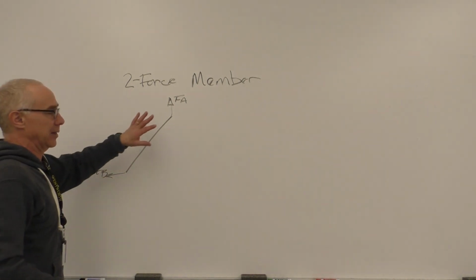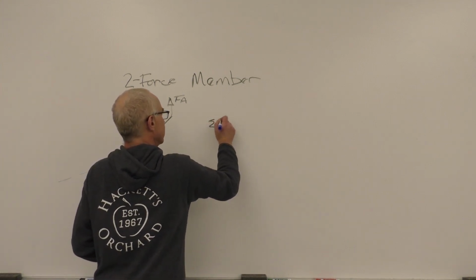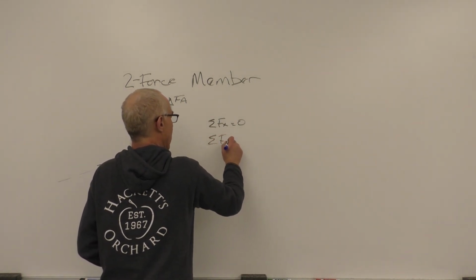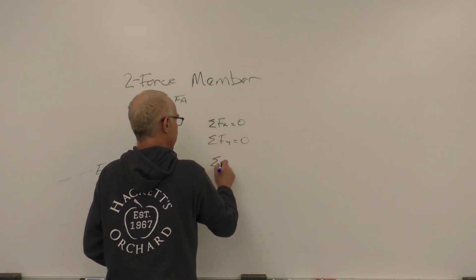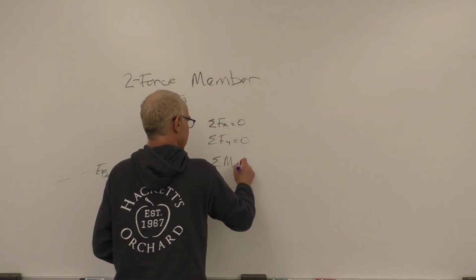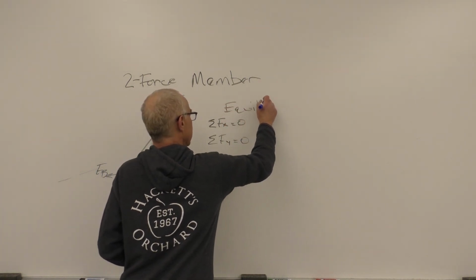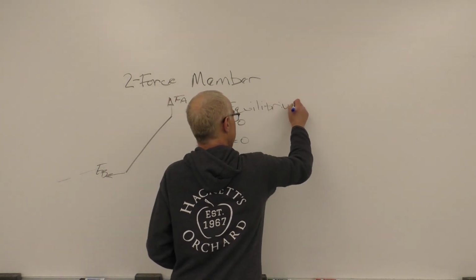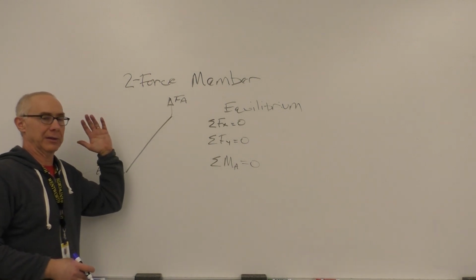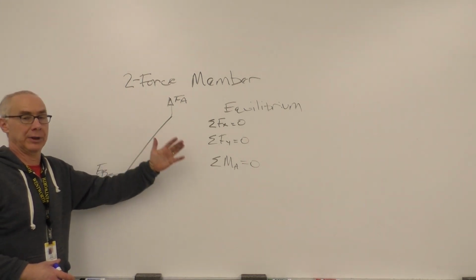And in order for this thing to be in equilibrium, the sum of the forces in the x direction has to be equal to 0. The sum of the forces in the y direction has to be equal to 0. And the sum of the moments about a point, I'll just say A, equals 0. So this is our equilibrium condition. And again, I'm only showing x and y, so this is a coplanar system. So this will only be a system where all the forces are in the x and y plane.